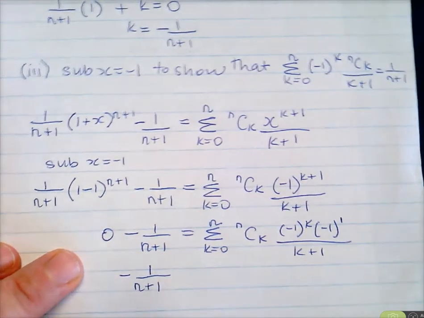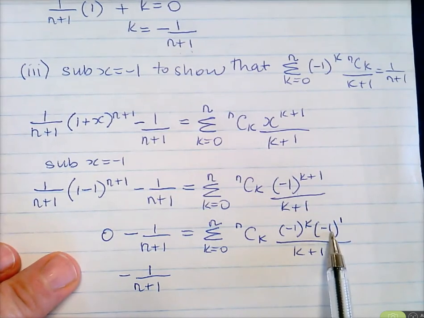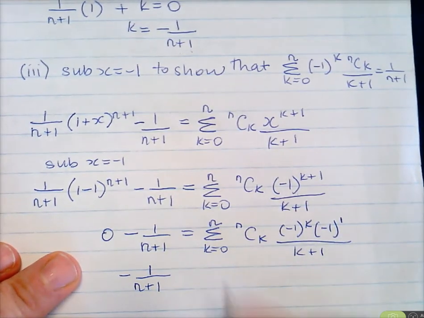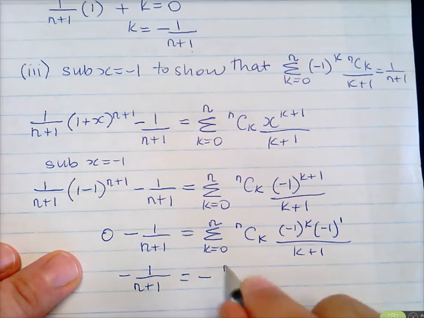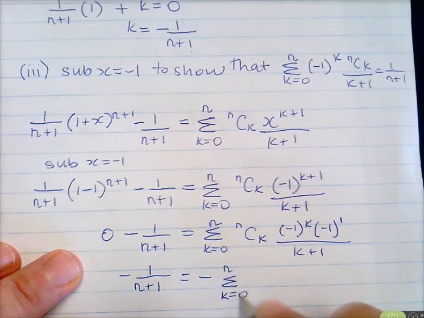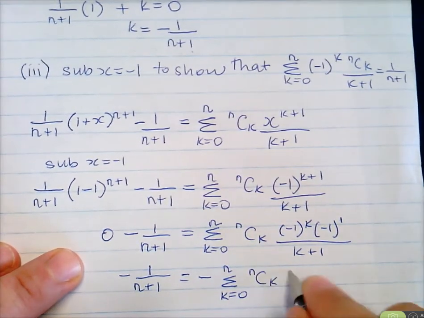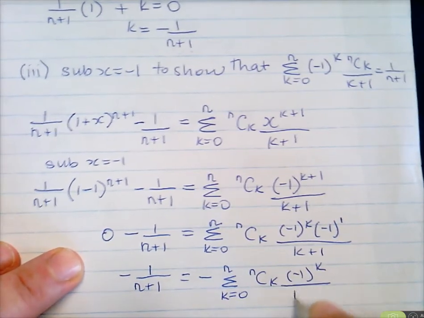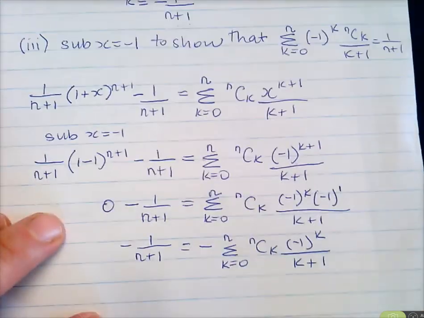So minus 1 over n plus 1. See this (-1) to the 1? Why don't I just pull it out the front and say that equals negative of all of this, the sum of nCk, (-1) to the k over k plus 1. Do you see what I've done?